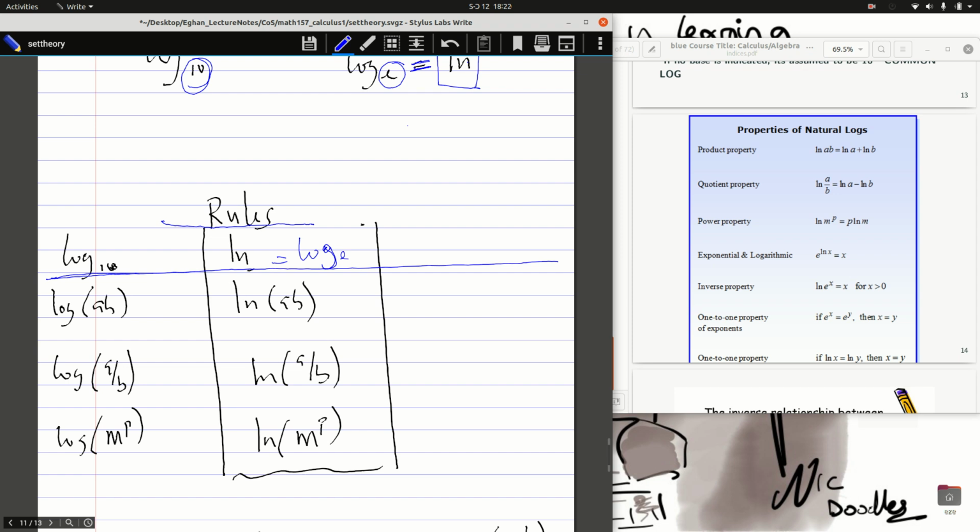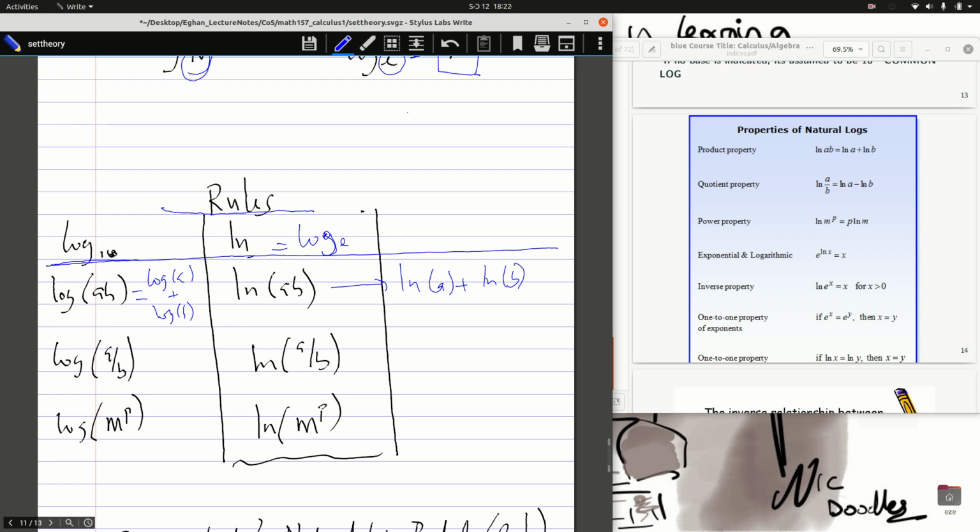If you go back to the log rules, log AB, what does it give me? It gives log A plus log B. In the same way, this also gives me ln A plus ln B. So they are the same, just that the base has changed, nothing else changed. The rules are the same. In my log A over B, I know it is going to be log A minus log B, if you remember. So the same thing, this is going to give me ln A minus ln B.